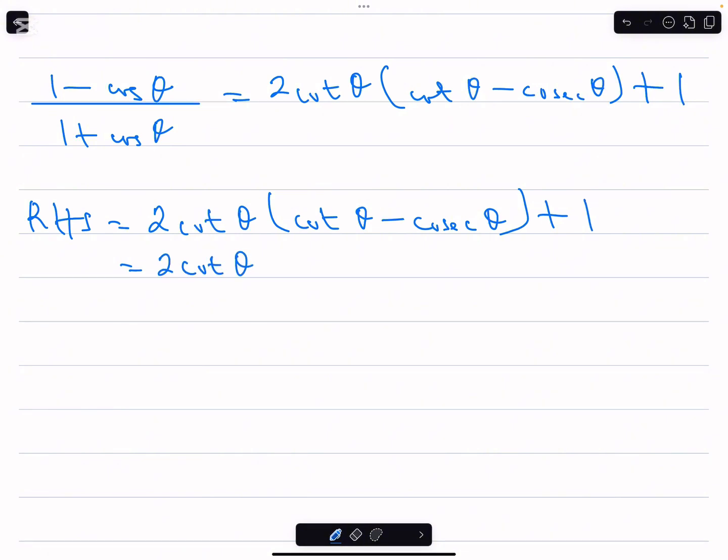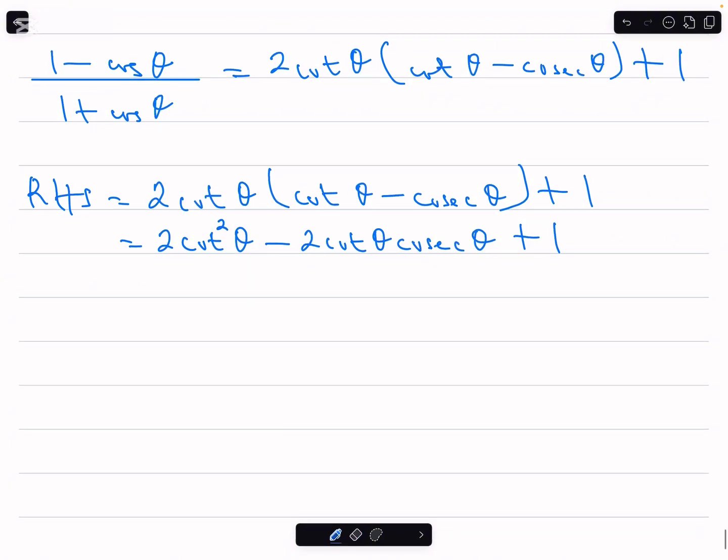2 cot square theta. Let me open the brackets first of all. Minus 2 cot theta cosec theta plus 1. I've just opened the bracket here by multiplying everything inside it by 2 cot theta.